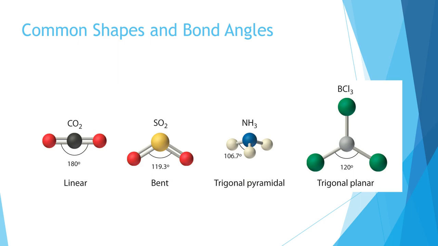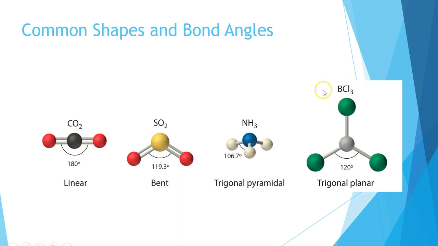So these are pretty much the ones that you need to know for standard level. We need to know our linear shape with 180 degrees. We need to know our bent shape, which will have less than 120 degrees. And we need to know our ammonia trigonal pyramidal shape, which again is less than 107.